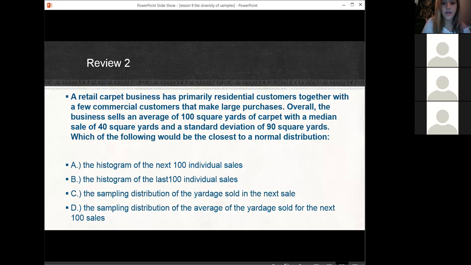All right, let's try this one. A retail carpet business has primarily residential customers together with a few commercial customers that make large purchases. Overall, the business sells an average of 100 square yards of carpet with a median sale of 40 square yards and a standard deviation of 90 square yards. Which of the following would be the closest to a normal distribution? So this is a little conceptual. Go ahead and read through these answers. Let me know what you think, and if you're stuck, let me know and we'll figure that out.